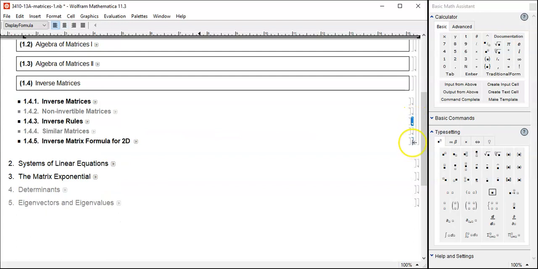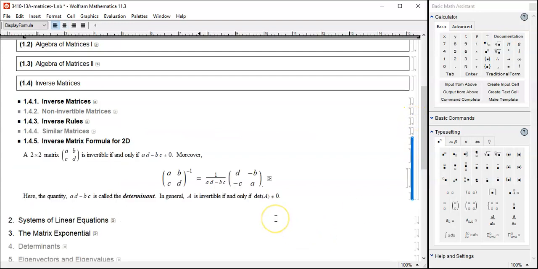Here's an important formula that everybody should remember for this course: the inverse matrix formula for 2 dimensions. For 3D or higher, the formulas are too complicated, it's difficult to follow, but for 2 dimensions, everybody should remember it. How does it work? The matrix is invertible if and only if AD minus BC is non-zero. If that's zero, then this is invalid because something will have to go to the denominator here.